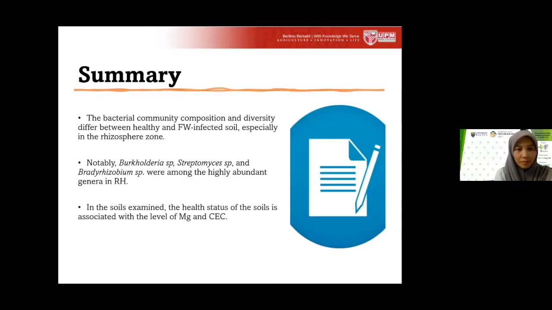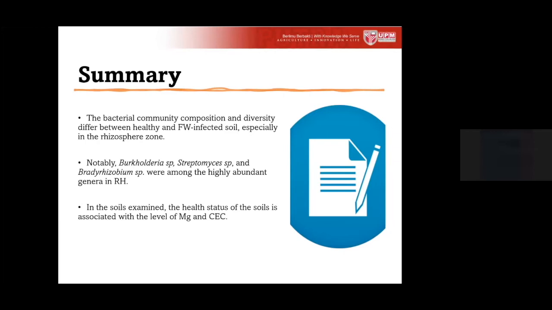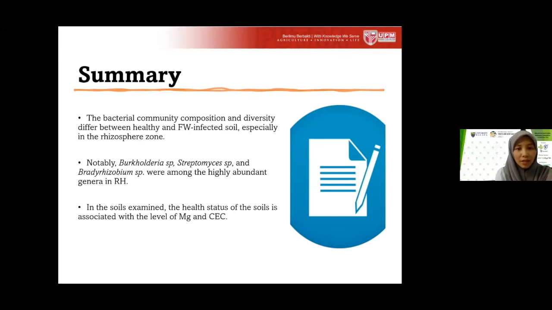So in summary, the bacterial community composition and diversity differ between healthy and infected soil, especially in the rhizosphere zone. And notably, these three species were among the highly abundant genera in the healthy rhizosphere. And in the soils examined, the health status of the soil is associated with the level of magnesium and also CEC.